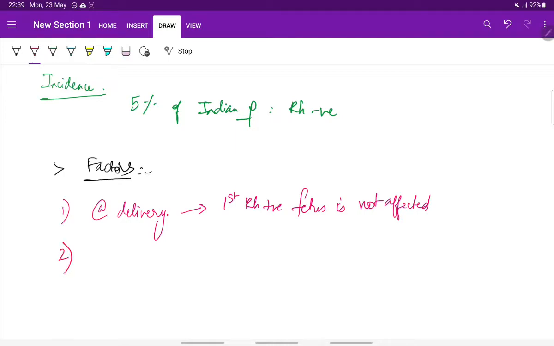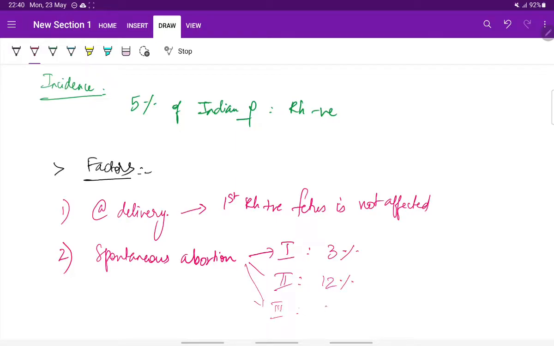The other factor includes spontaneous abortion. This is also associated with transplacental hemorrhage. If the abortion occurs in the first trimester, the risk of Rh isoimmunization is only 3%, whereas if it occurs in the second trimester, the risk is 12%, and there is maximum risk in the third trimester, which is around 46%.